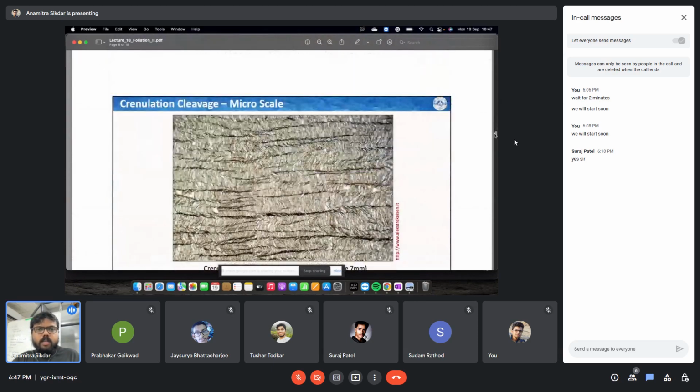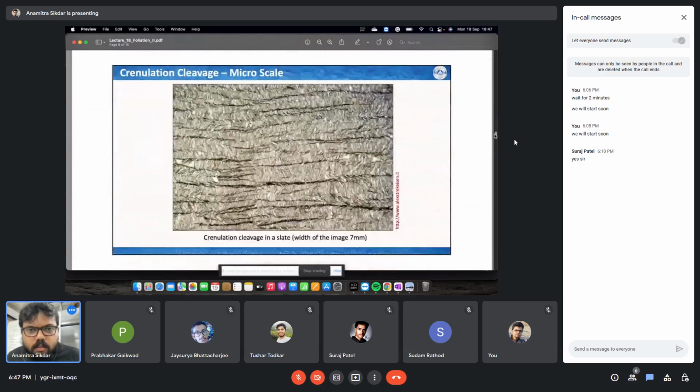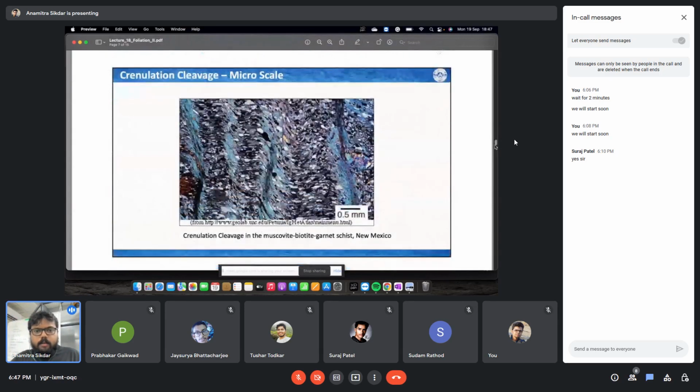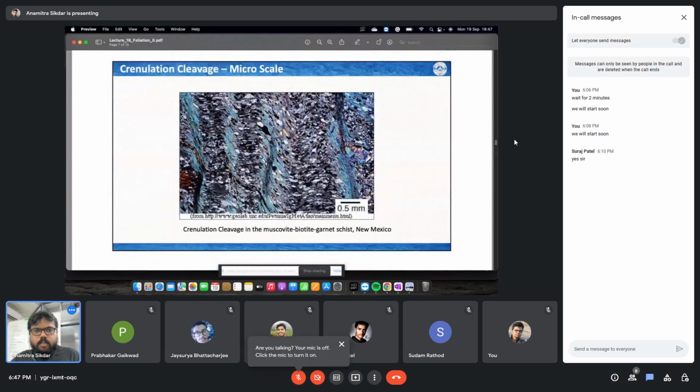Okay, so these are crenulation cleavage. I was talking about the periodicity. You can see from here, right? This is very periodic, so the wavelength of this crenulation is more or less equal throughout the region. This is also a microphotograph. You can see the crenulation here. So the waves are present even in the micro scale, right?